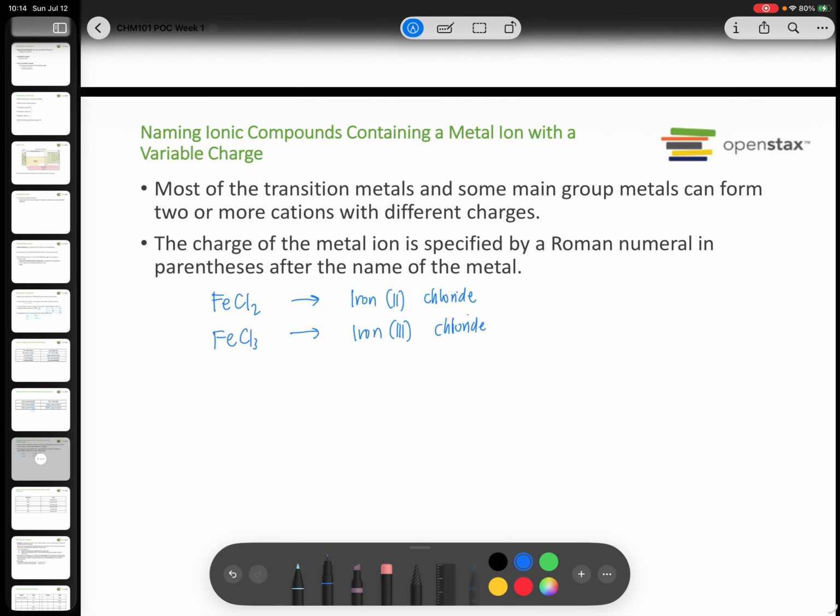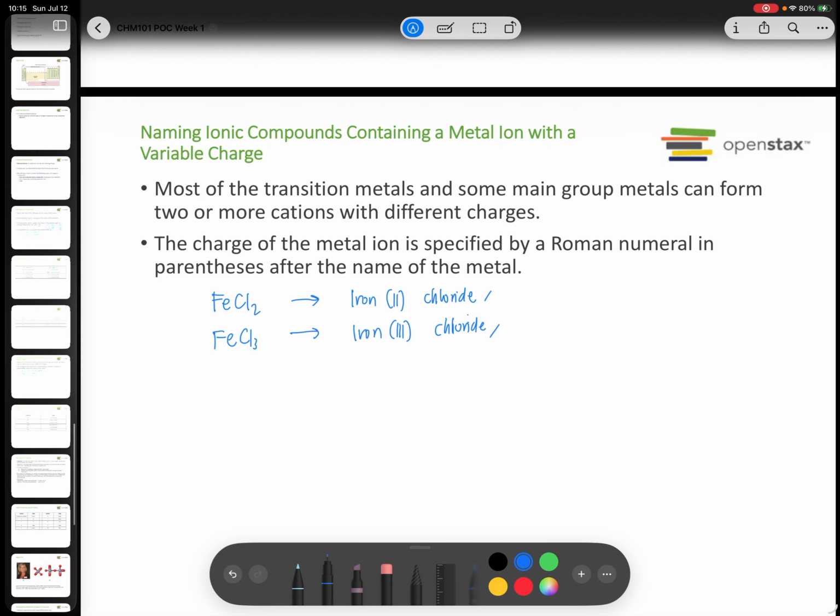So, saan kaya nanggaling yung 2 at saka 3, no? Yung mga charges kasi niya, lalo na, yun nga, iron is a part of the transition metals group. Pwede sila mag-exist as iron 2 or iron 3 plus, no? Yung charges nila. So, yan yun. So, yung Roman numeral, it tells us the charge of the metal ion, not the number of metal atoms, okay? Isang iron pa din yan, pero yung charge niya ay 2. In this case, dito naman ang charge niya ay 3 plus. Okay?